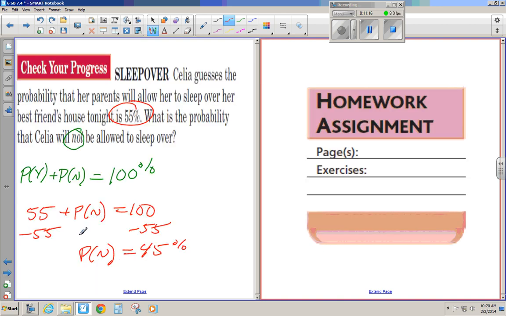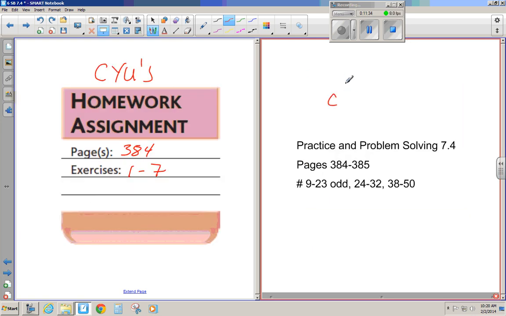All right, so that's it for the notes, but please make sure you do the CYUs on page 384, numbers 1 to 7. Good luck. And here's the classwork. This is what we will work on in class.